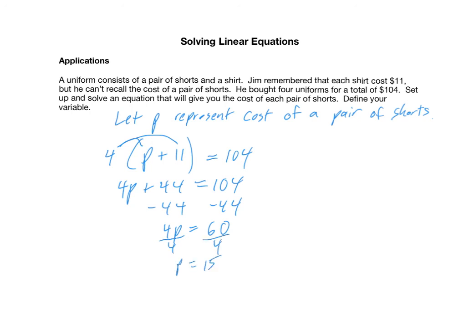So yes, we just solved this equation, but again, it's an application, so we want to write what this means. And again, we already wrote that let P represent the cost of a pair of shorts, so P equals 15 means each pair of shorts costs $15. So let's just quickly write that. Each pair of shorts costs $15. That is the final solution to this application.